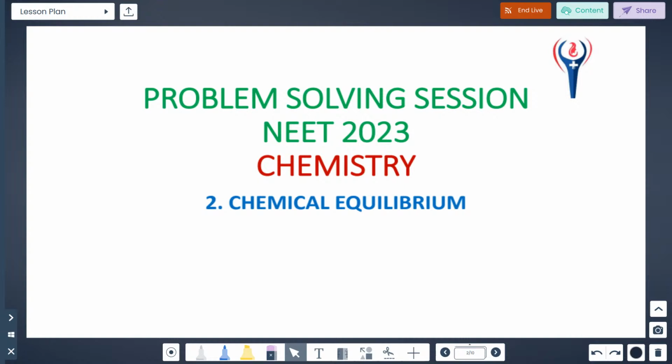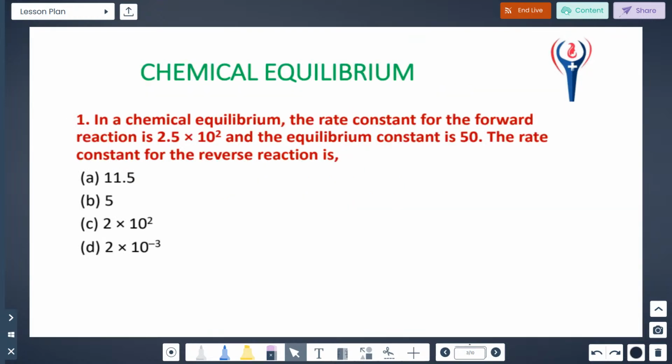See the first question. Here in a chemical equilibrium, the rate constant for the forward reaction is 2.5 into 10 power 2, and the equilibrium constant is 50. The rate constant for the reverse reaction is dash. That's the question. Here we have one small formula for that.